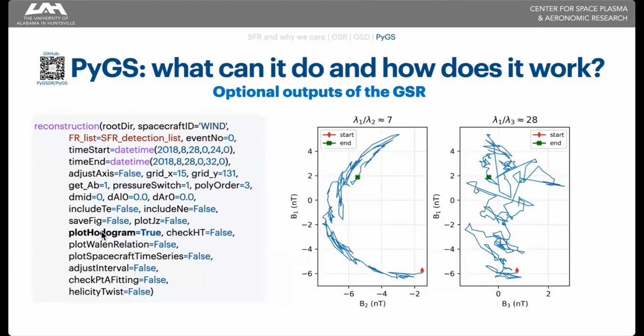Then if someone would like to see the hologram, they can turn this plot hologram to be true. And this hologram is in the MVA frame. Subscripts represent minimum, intermediate, and maximum variance direction. And the direction of the magnetic field is very clear here.